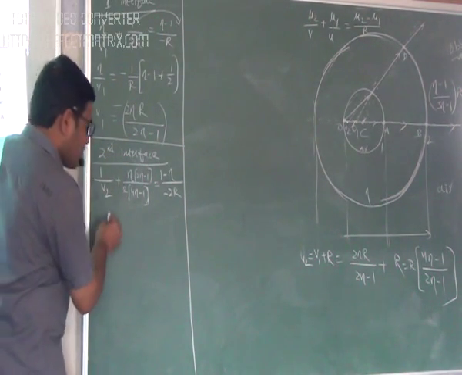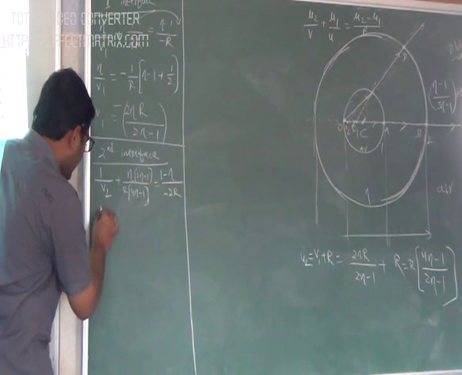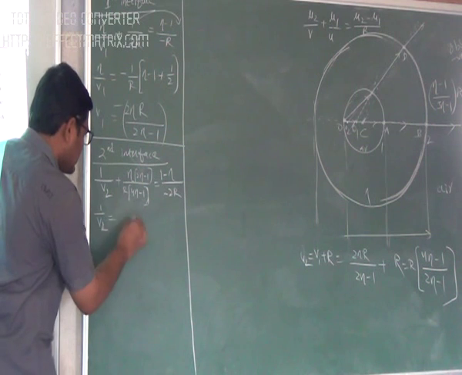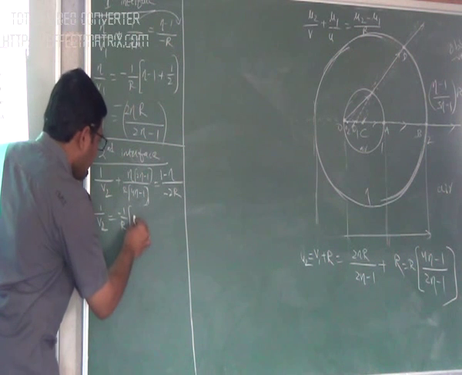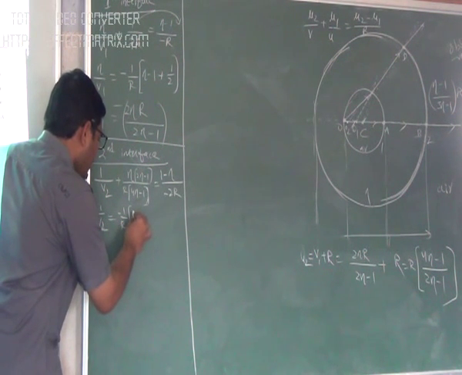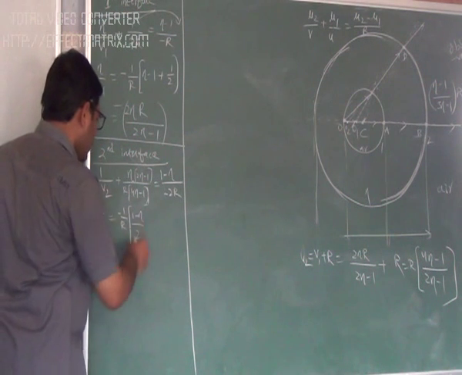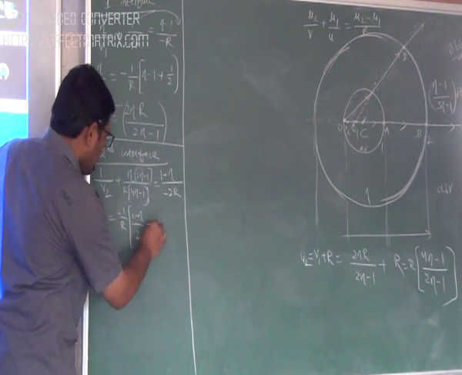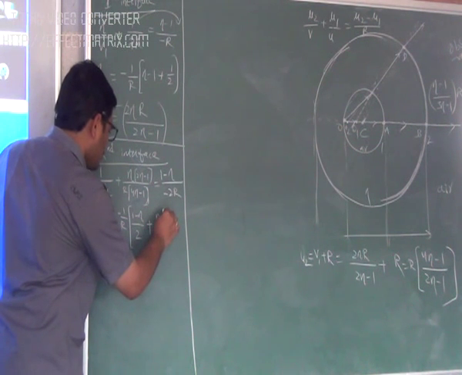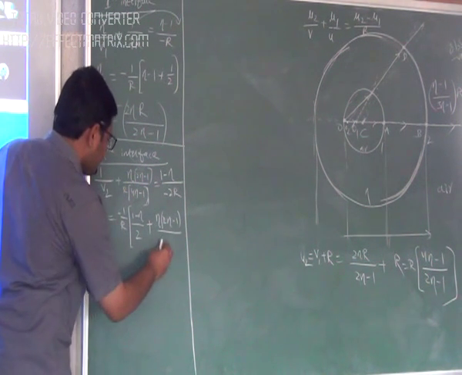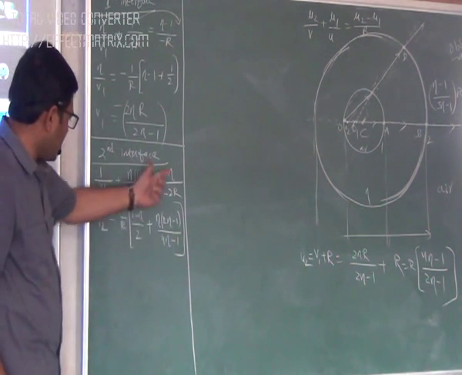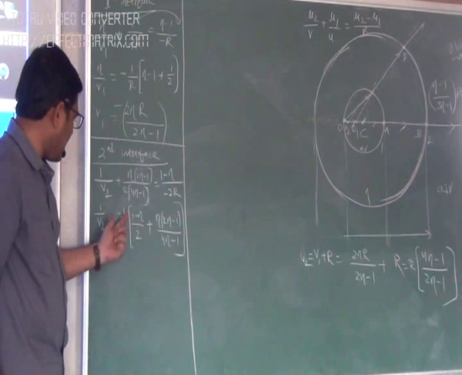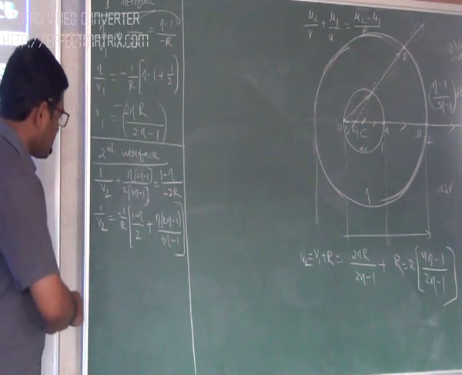Now we are supposed to calculate V2. How to calculate V2? 1 by V2 is equal to minus 1 by R common, times 1 minus neta upon 2. If you take this side, you will get plus neta into (2 neta minus 1) upon (4 neta minus 1). I am shifting this term to this side and taking minus 1 upon R common. Is it clear or not?